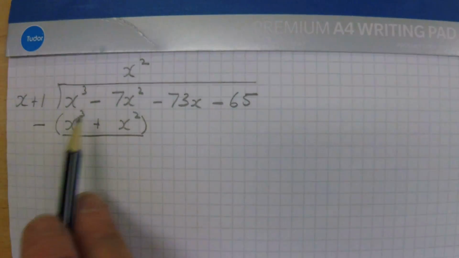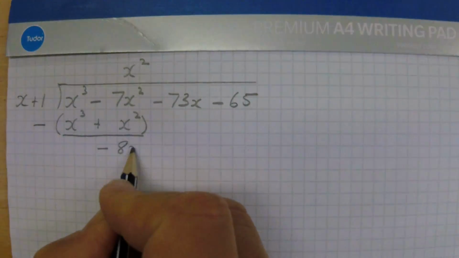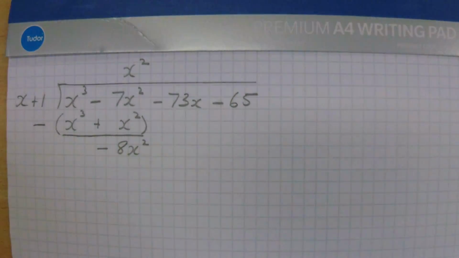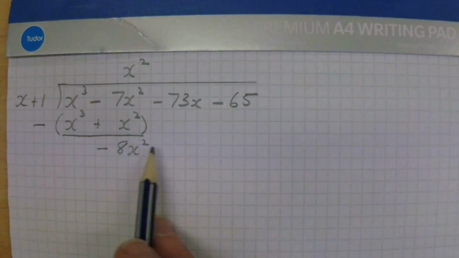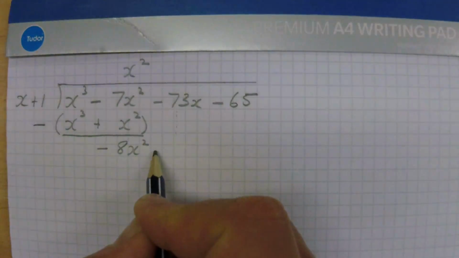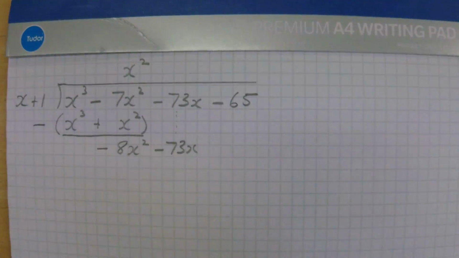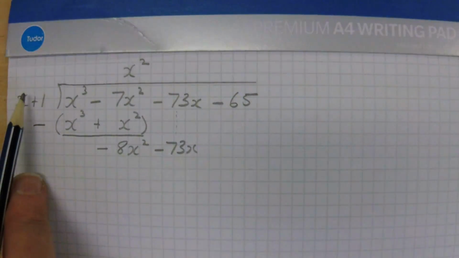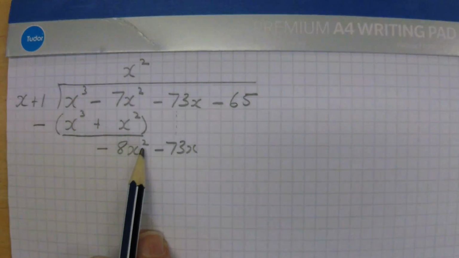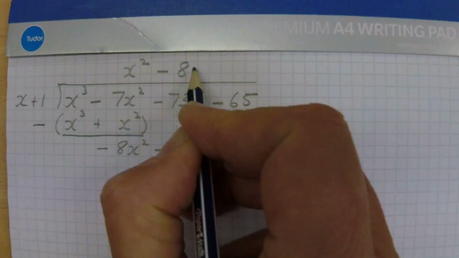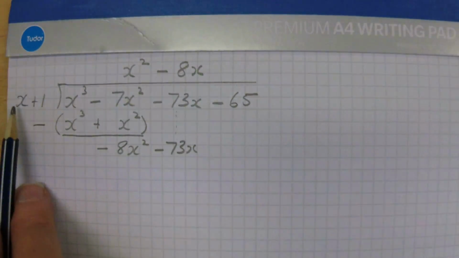Negative 7x squared minus another x squared is negative 8x squared. There are two terms in this factor, so I'll need two terms to work with. I'll bring down the negative 73x. And the cycle repeats. I think, what do I need to multiply by x to produce negative 8x squared? The answer is negative 8x. This multiplies by the entire factor.